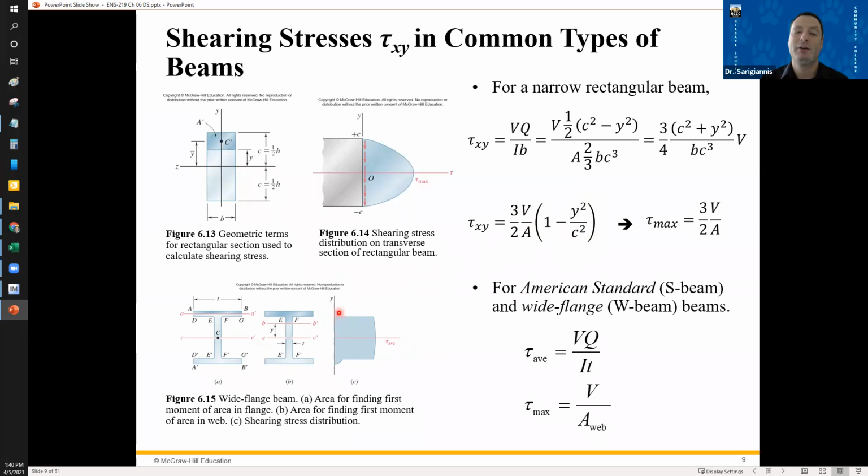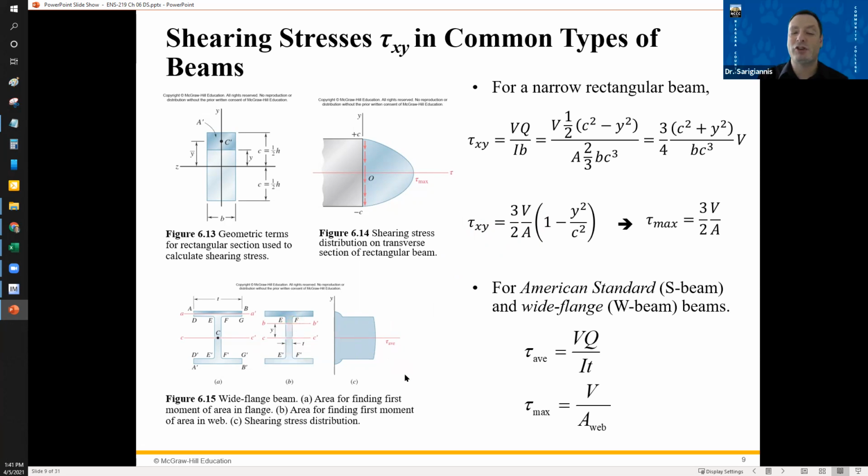Very low shear stress. Once you hit this center section, notice the thickness drops a lot. And that small thickness affects the area. That area gets a lot smaller, so the shear stress gets a lot bigger. So you wind up with a shear stress that's actually fairly uniform over the height of this center section of the I-beam.